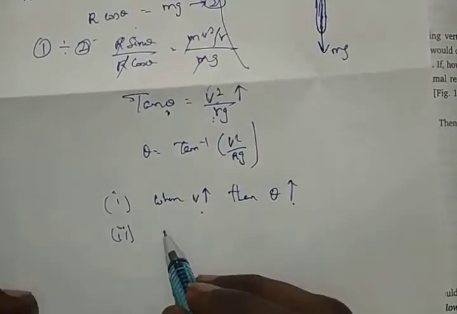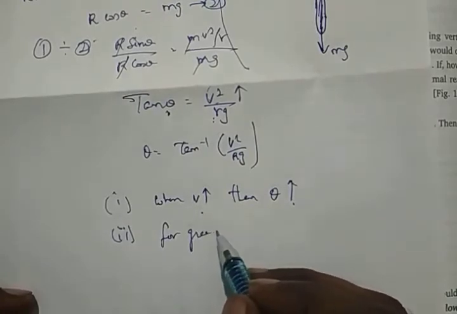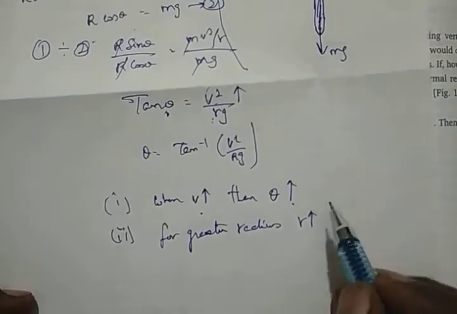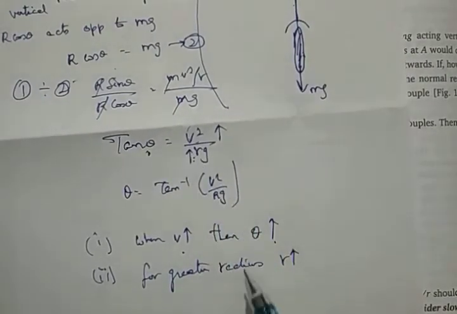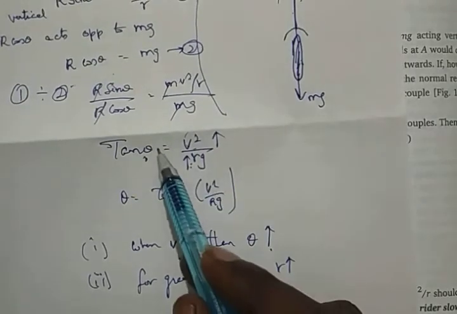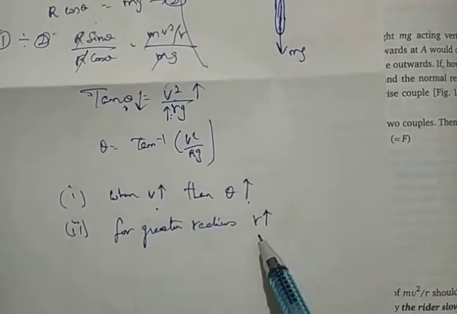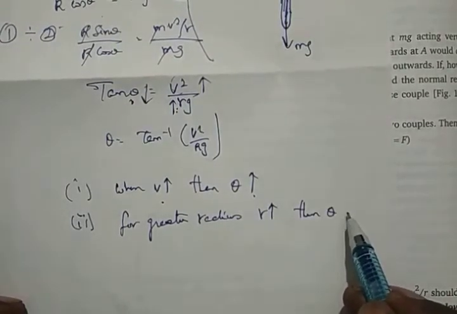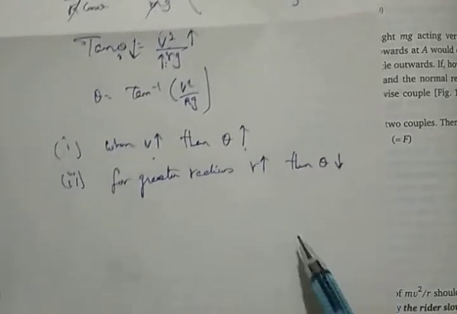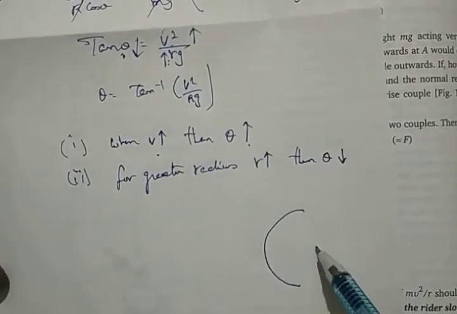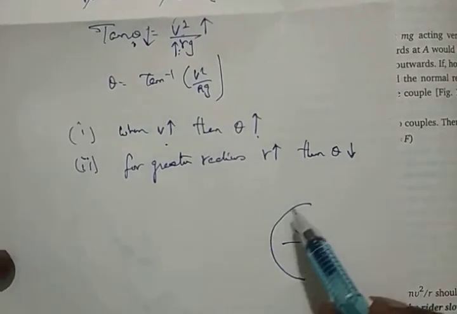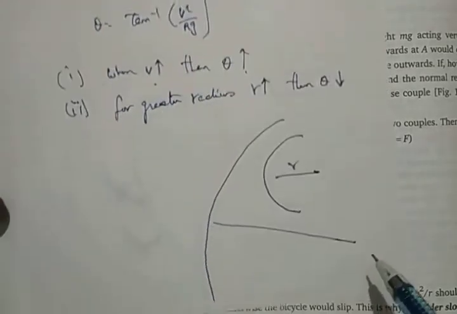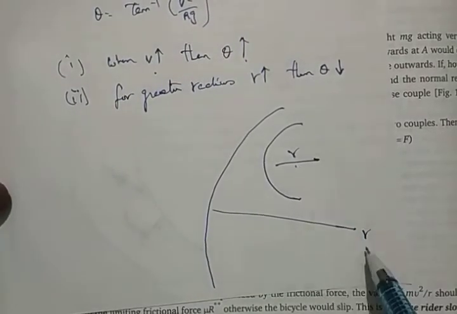Number 2. The second thing is, for greater radius, when r is increased, when bigger radius is there, theta can be less. That means the greater the radius, the less the theta. If you are going on a sharp turn, it is a very small radius, and if you are going on a long big curve, it is a large radius.